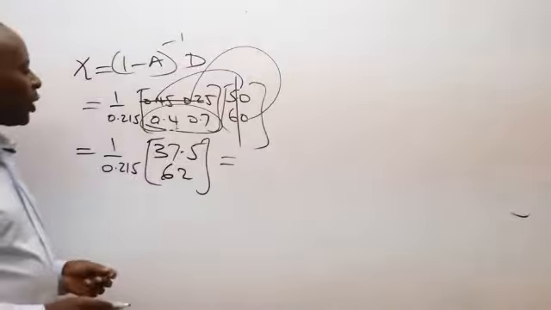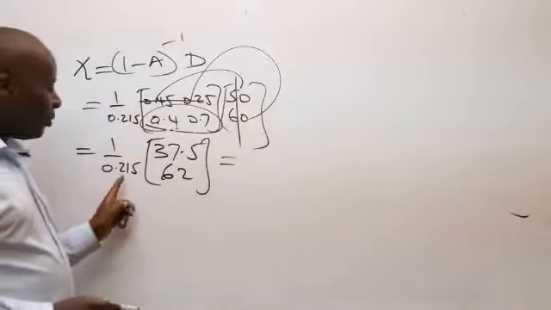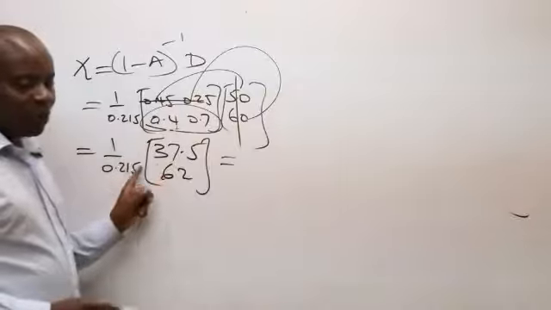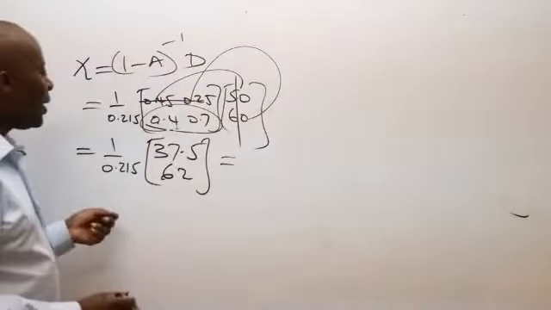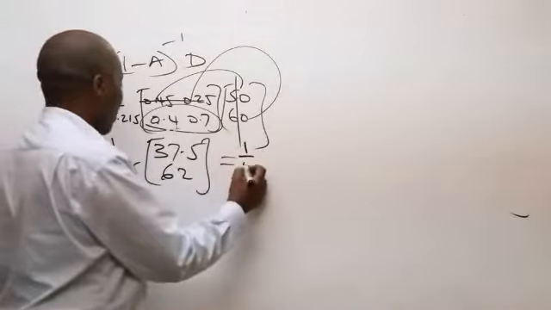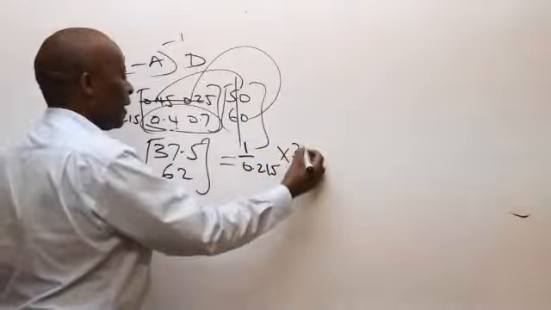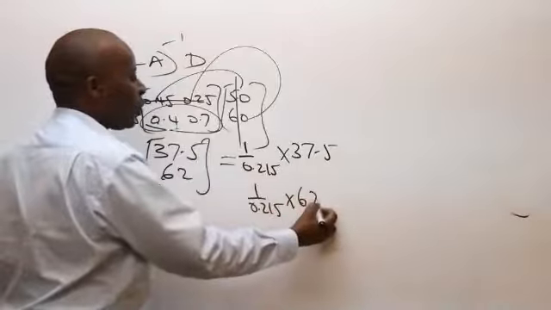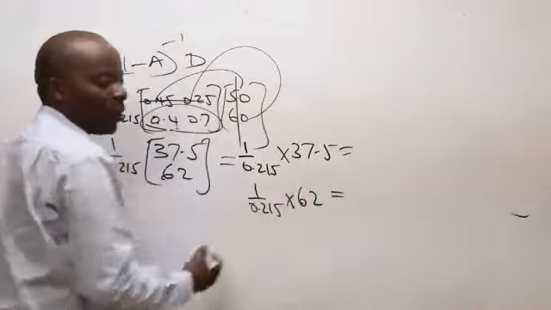So after that, ladies and gentlemen, I know that the next thing will be for me to distribute the scalar. The scalar is very easy. You simply come and take 1 over 0.215 times 37.5, and 1 over 0.215 times 62. You get the two values.